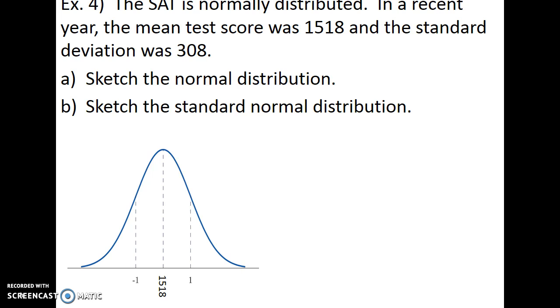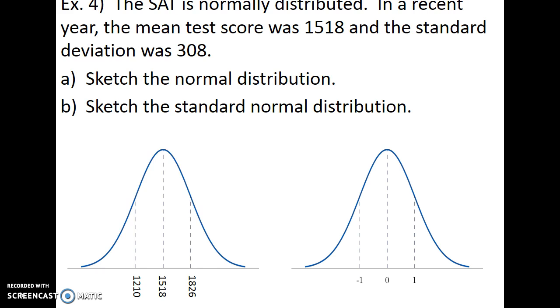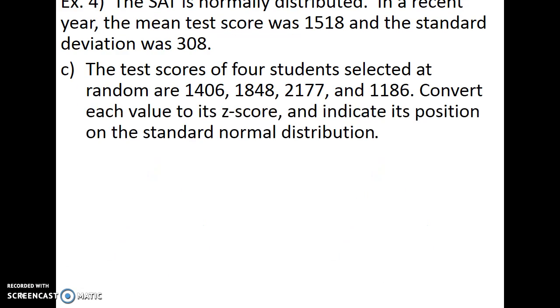If you sketch this, you will want your mean to be in the center, 1518. You will want to sketch in one standard deviation below the mean, so I subtracted 308, and one standard deviation above the mean, 1826. Your standard normal distribution will look the same for every single problem ever. It will just have 0 in the center, 1 away, -1 to the left. Usually I will ask you to do more than one standard deviation, but apparently I didn't type that in, sorry.